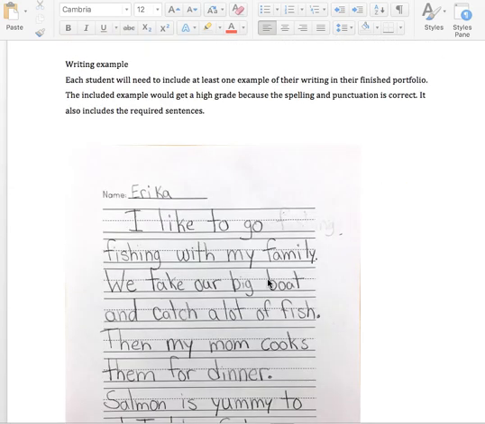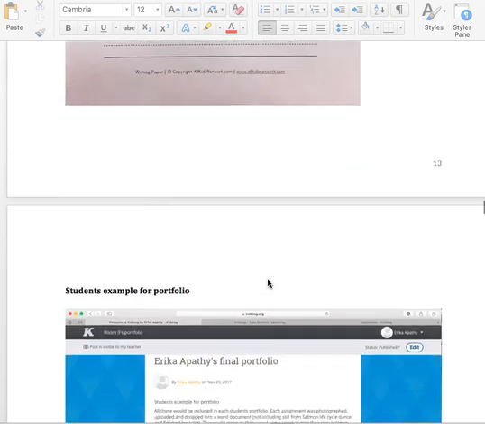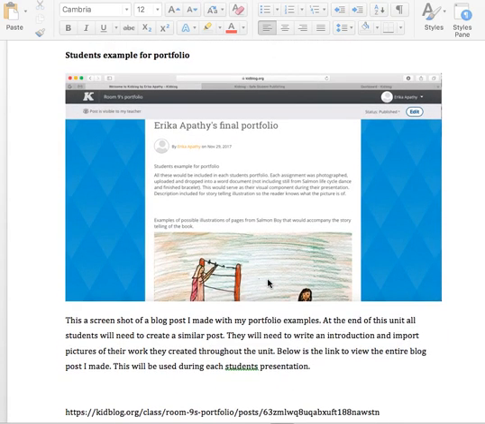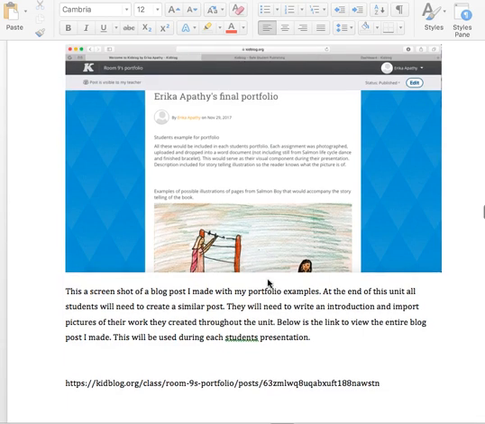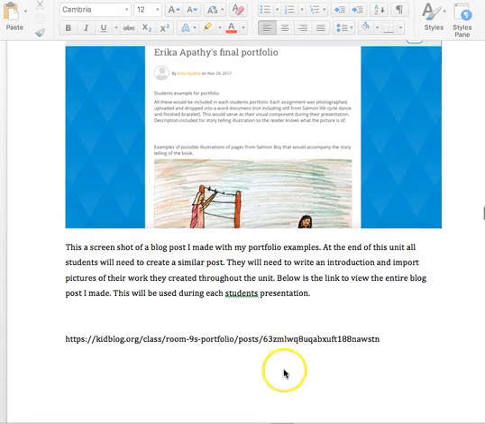Then I have an example of a writing piece I did. This is an example of a portfolio that I created that includes all the activities that I did for this unit. Students who complete this unit would have a similar looking blog post, and I have all my activities that I completed posted there along with a little description. If you would like to look at the completed portfolio, this is the website that it's located at.